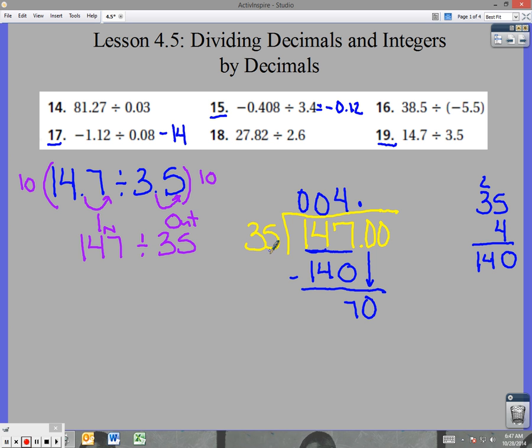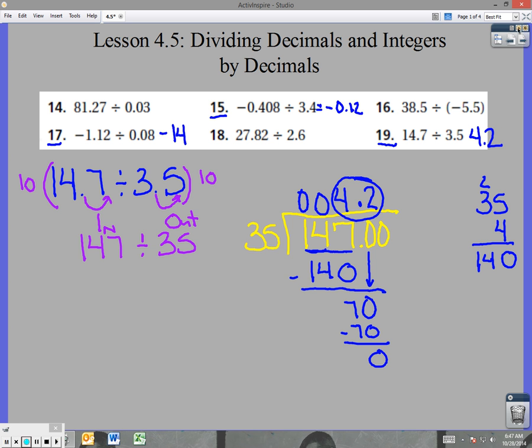Now, I already stated earlier that I know 35 doubled is 70, so to double it means to times it by 2. 35 times 2 gives me 70. I subtract, and I have nothing left over. There would be my answer. Now, this is a positive divided by a positive, so my answer is a positive. So that would be 4 and 2/10.